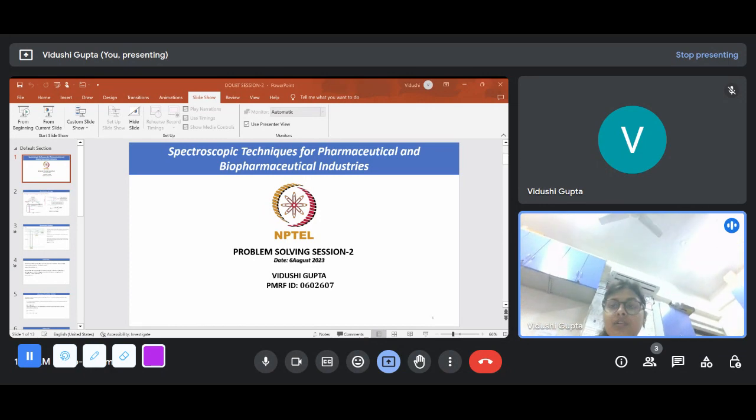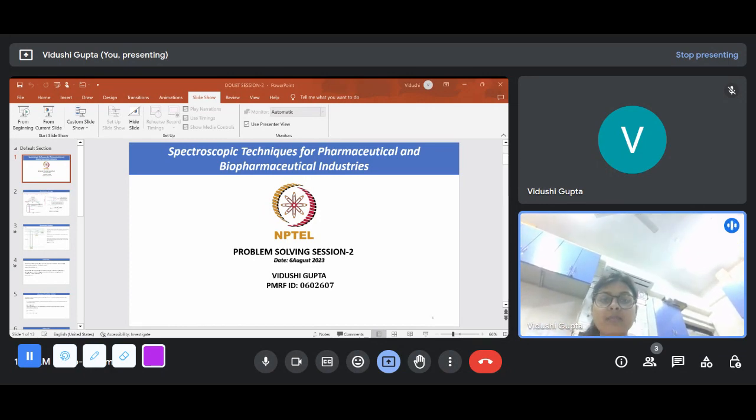Now moving to the next question. Determine the energy that must be given to a hydrogen atom so that it can emit the second line of Balmer series. Basically, we have to calculate the energy. And we know the formula of energy is E equals h nu, that is equal to hc by lambda. For this equation, we know the value of h and c, and the value of wavelength we do not know. So we have to calculate first the value of wavelength.